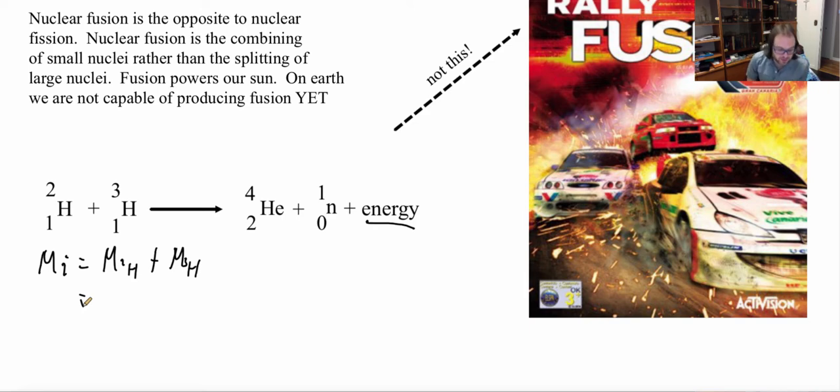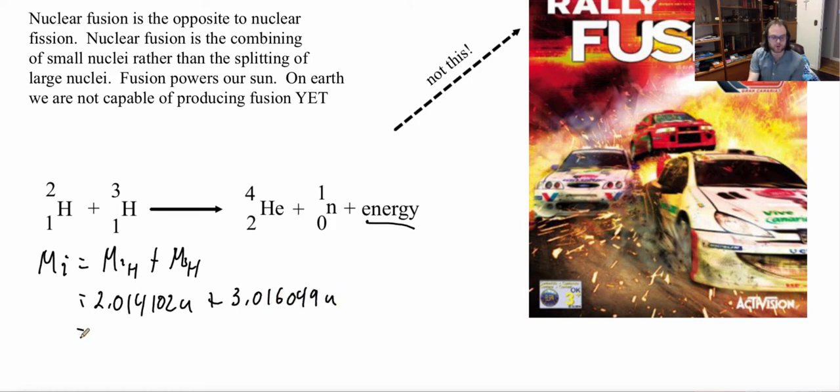The mass for the deuterium hydrogen is going to be 2.014102 atomic mass units. And my mass of my tritium hydrogen is going to be 3.016049 atomic mass units.